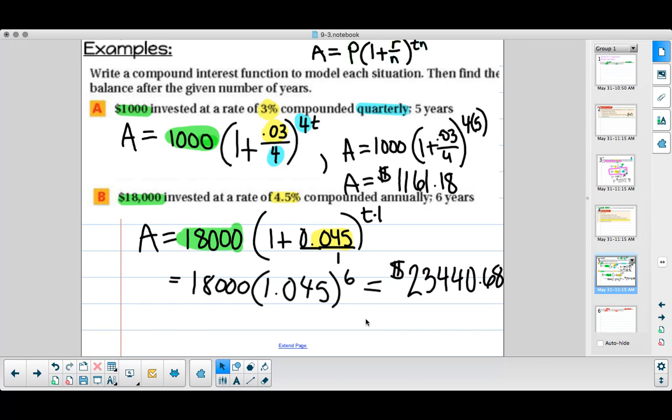Okay, you're now going to do some online questions about exponential growth, and then tomorrow we'll talk about the second part of this section, which is exponential decay. If you have any questions at all, please just let me know.